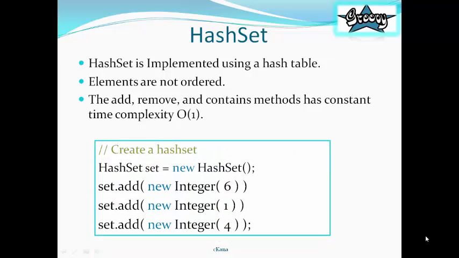This is how we create a hash set. We use the HashSet keyword, and we write the variable in front of it, and then write new HashSet, and then we can use the set and add values to the hash set.